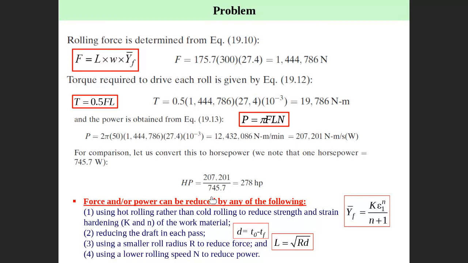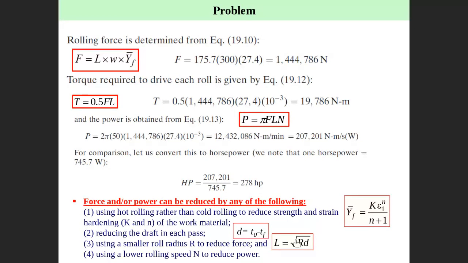Ways to reduce the force and the power. He said that this power is probably high. How to reduce the power? How to reduce the force and the power? This is the equation, the power equation, 2π FLN. To reduce the power, you can reduce F or L or N or all of them, right? One by one. So N, you can reduce N, the RPM.